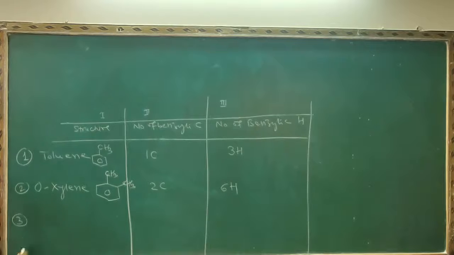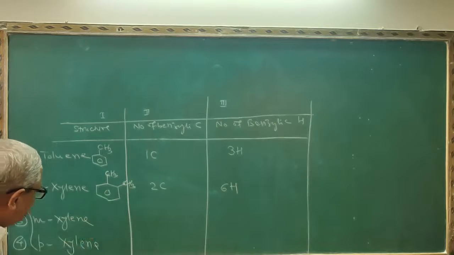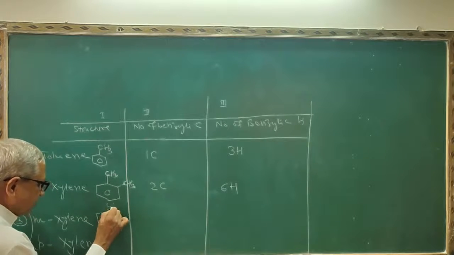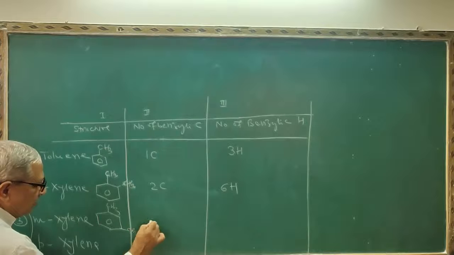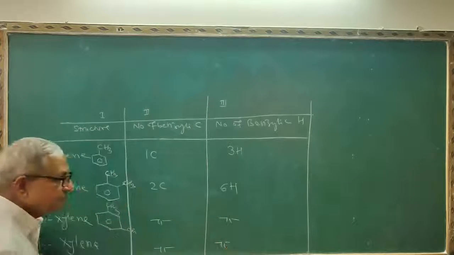Third question, metaxylene. Fourth question, paraxylene. You know that these 3 structures are position isomers. In this case, the CH3 group is at ortho position. In this case, it will be present at meta position. So the answer is the same here. Again, the answer is the same here.